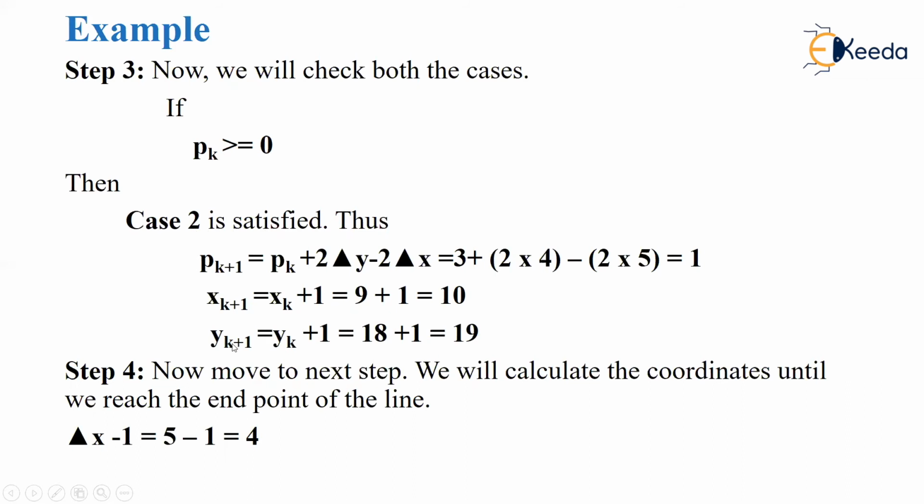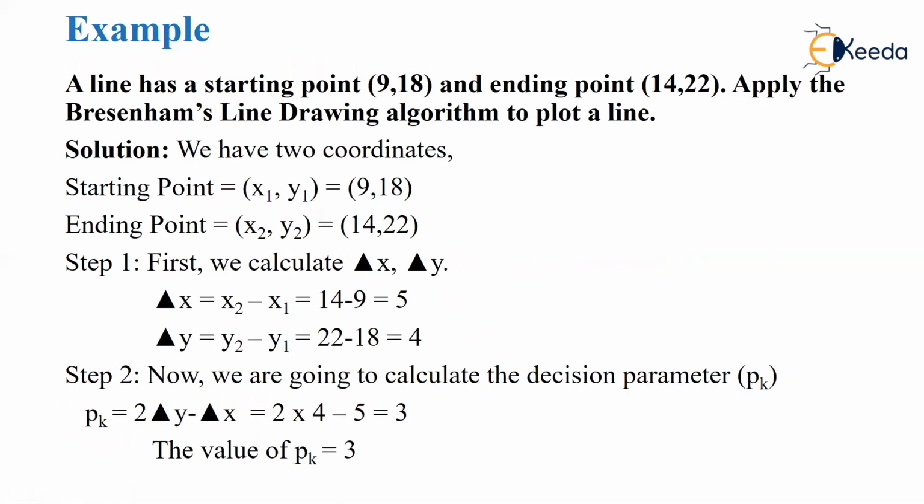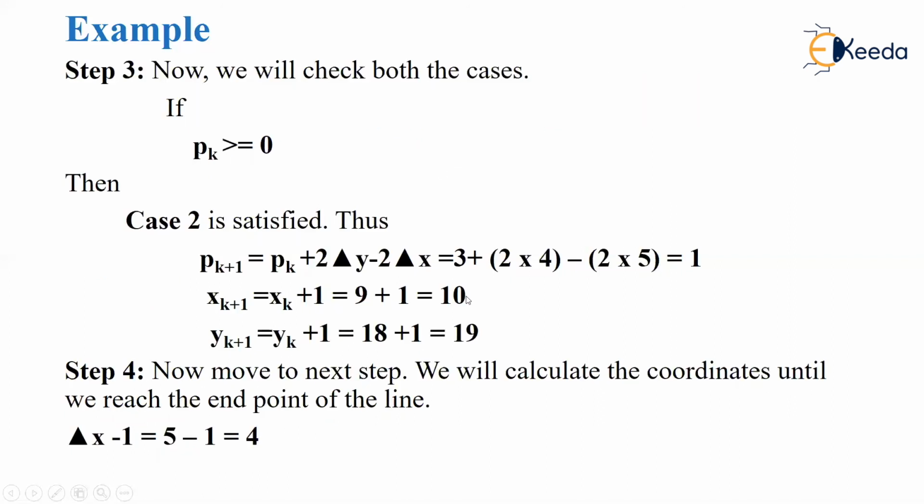So we will use the three different formulas to calculate the next pixels on the line and to update the error term. The error term will be updated with the given formula, that is pk plus 2 delta y minus 2 delta x. We will put the values and get the new value of the error term as 1. Then we will calculate the next pixel on the line by putting the values of xk and yk, and we will get it as 10 and 19. The initial pixel is 9, 18 and the next pixel is 10, 19.